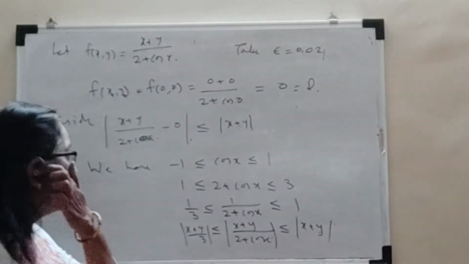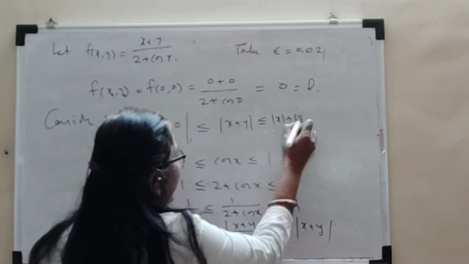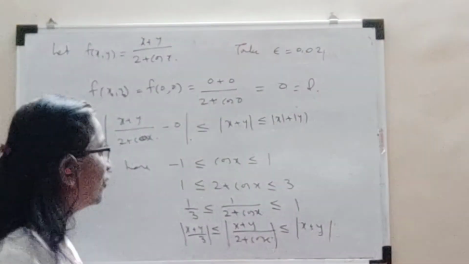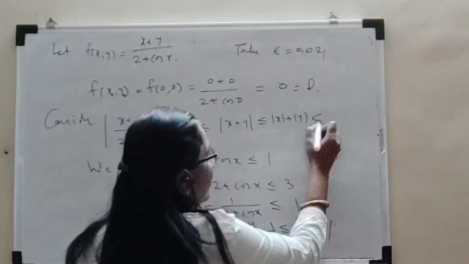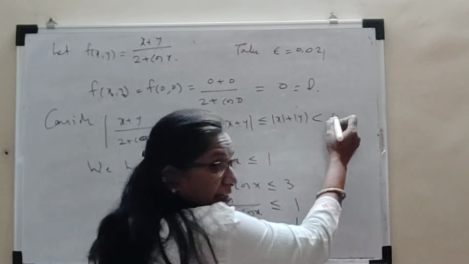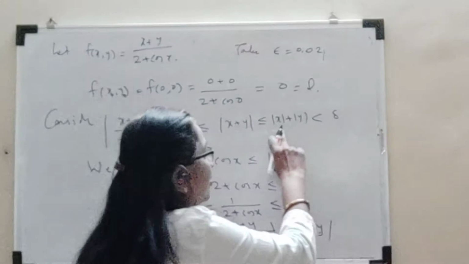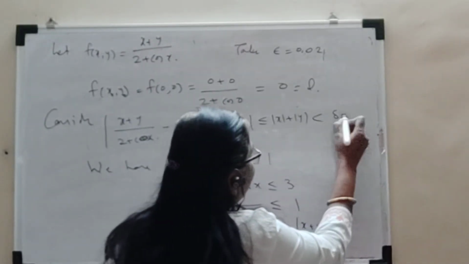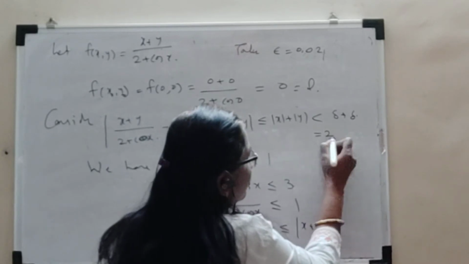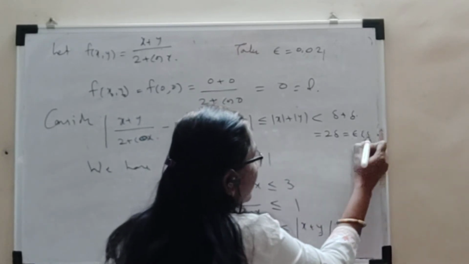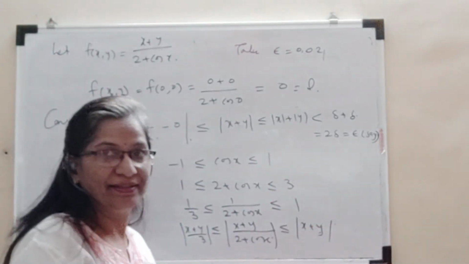By using the triangle inequality, it is less than or equal to mod x plus mod y. Also, by the square neighborhood definition, it is less than delta, because 0 is less than mod x is less than delta. So it is less than delta plus, this mod y is also less than delta. So that is equal to 2 delta, and that is equal to epsilon. Call this 2 delta as epsilon.